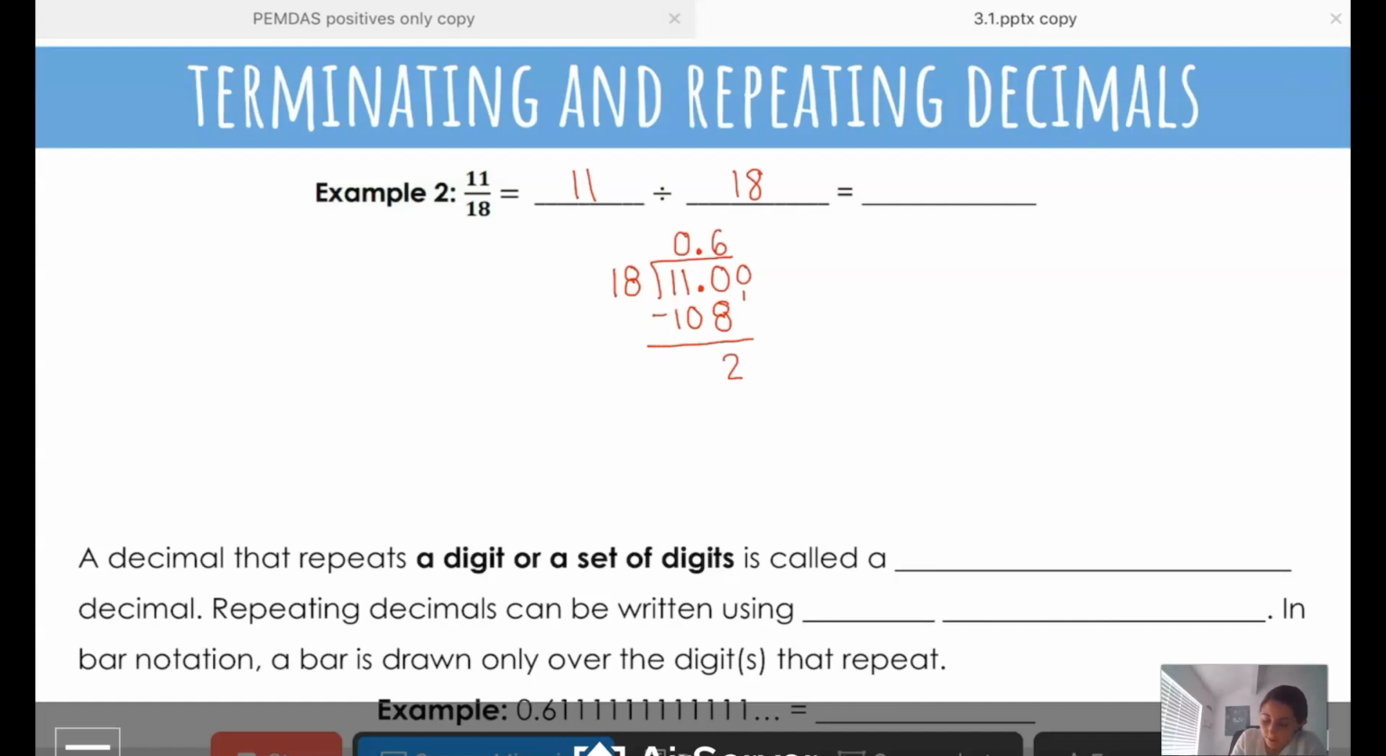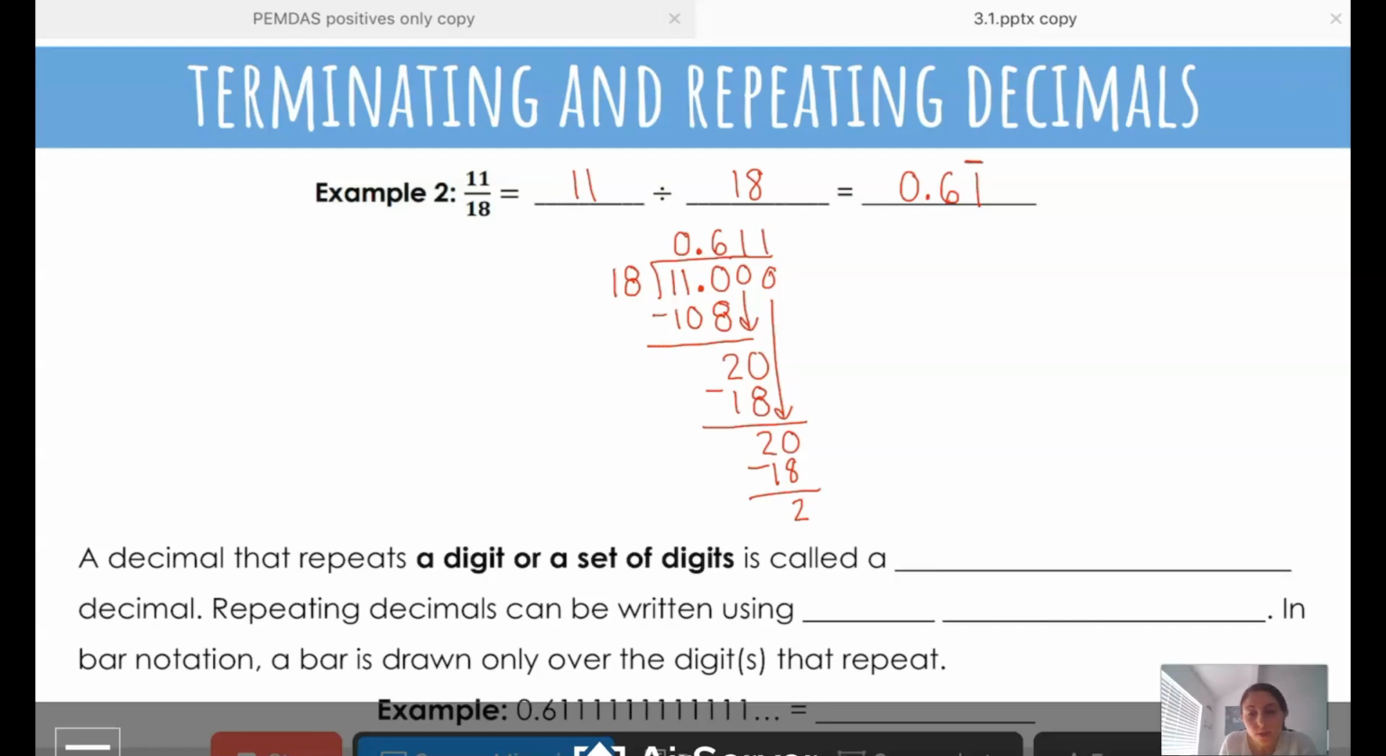Now I need to bring down my 0 because I'm not done. So now 18 goes into 20 once. 1 times 18 is 18. Subtract, and I get 2 again, so I bring down the 0. So 20, and 18 goes into 20 once, and this is going to keep happening. This is never going to end. It's going to keep being 1. So this decimal is going to be 0.61, and the 1 is repeating.